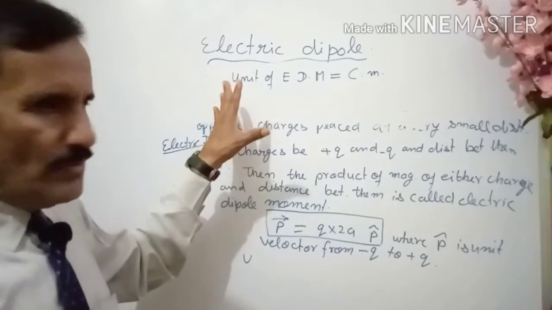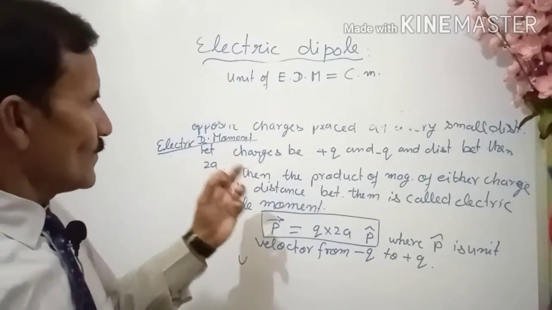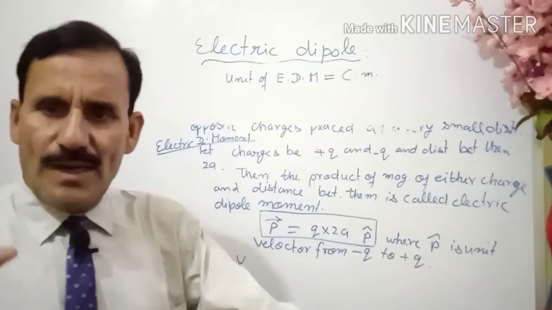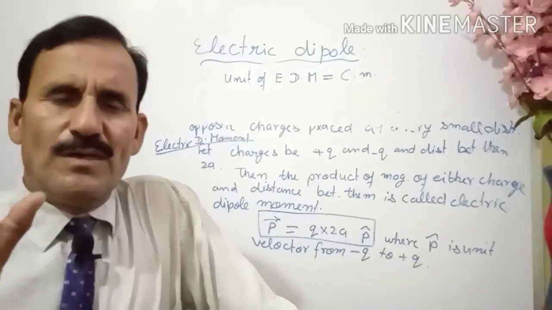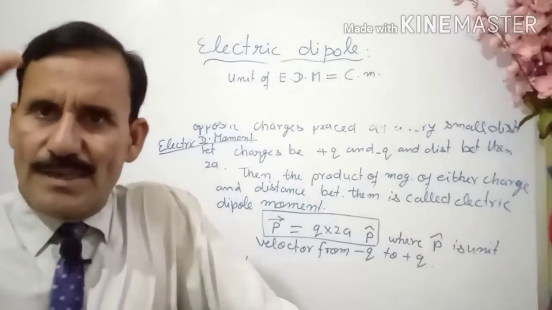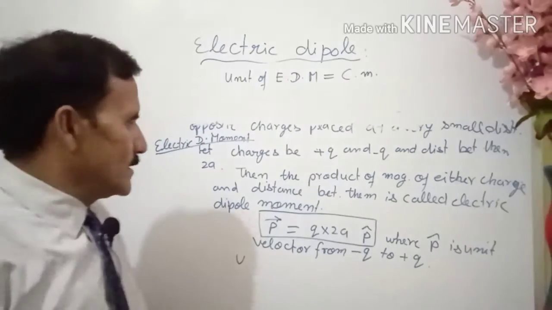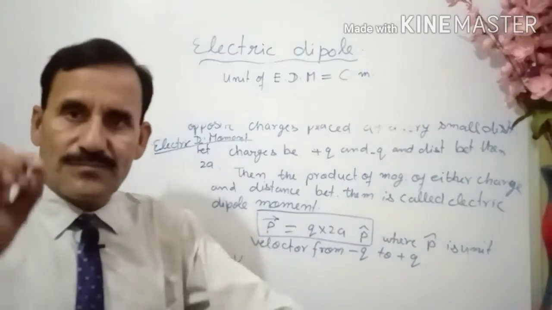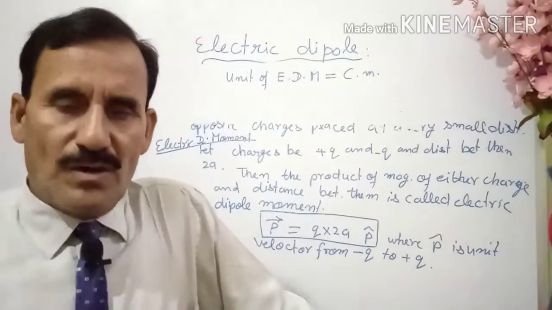Now how can you define the electric dipole moment? It is the product of the magnitude of either charge and the distance between them. And it is a vector quantity, remember, and it is always directed from the negative charge to the positive charge.